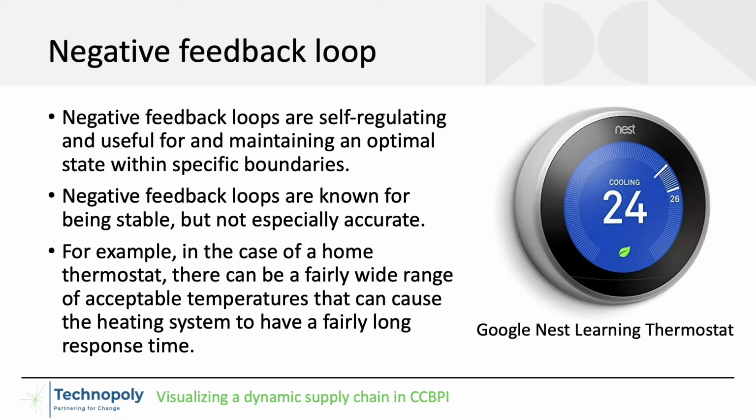Negative feedback loops are known for being stable, but not especially accurate. There will be known delays. For example, when adjusting the temperature of a room, there will always be delays for an aircon to respond. So, depending on the nature of your system, feedback loops such as negative feedback loops are a component that would help your system achieve its goal.